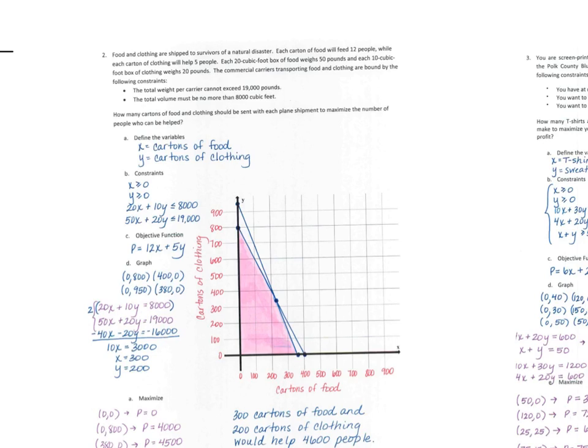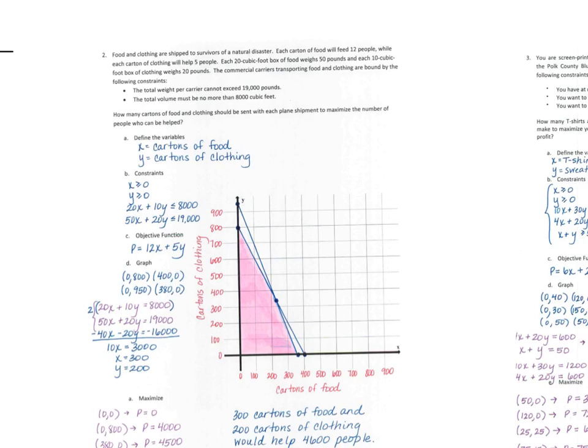So for this example, we're talking about food and clothing that are being shipped to a natural disaster. We have constraints here where we're limited to weight and volume. Now, as we've talked about, the last sentence is going to tell you what you should use as your variables. It says how many cartons of food and clothing should be sent. Well, that tells me my variables: cartons of food, cartons of clothing.